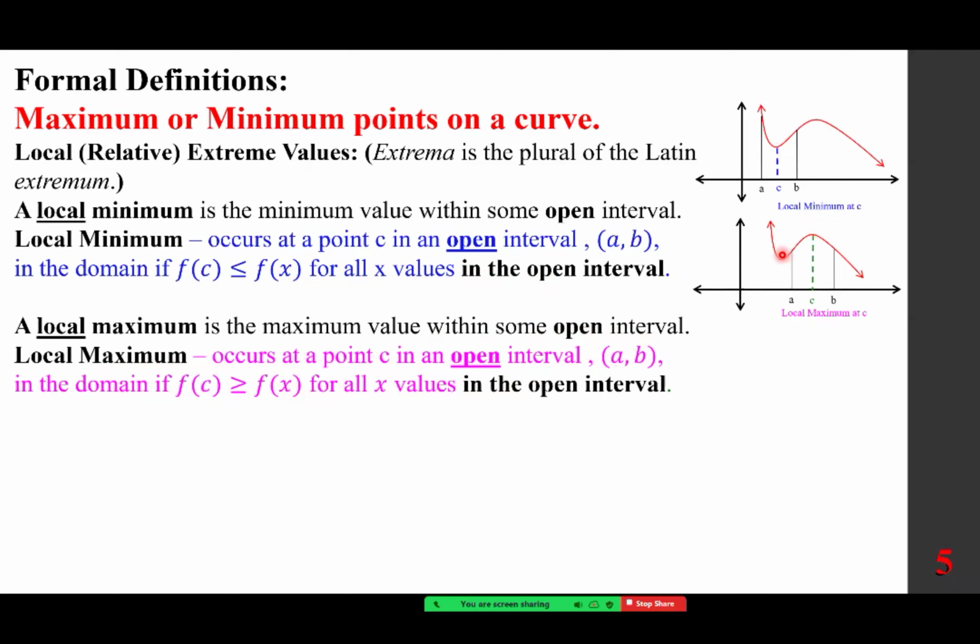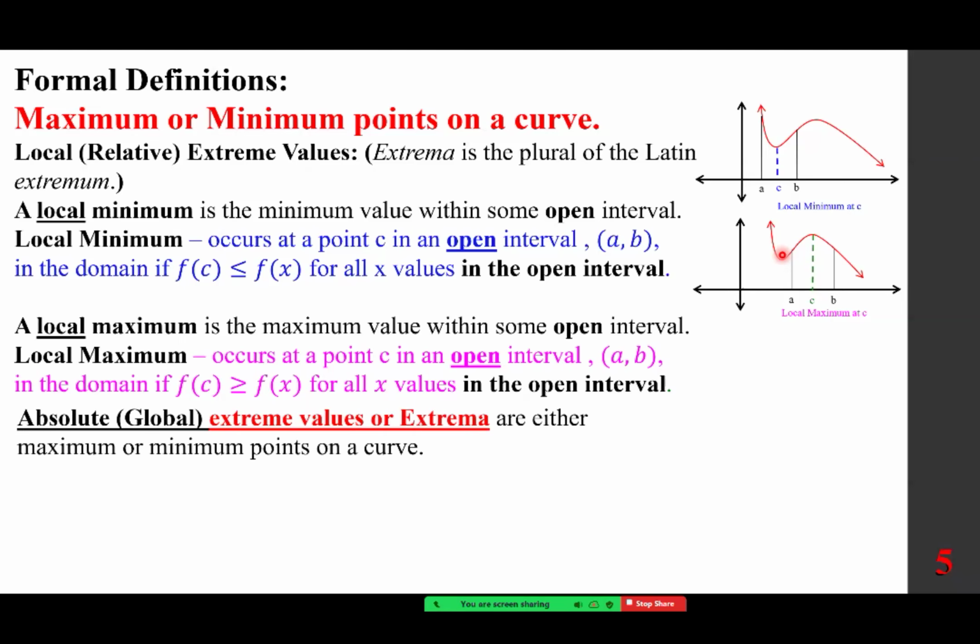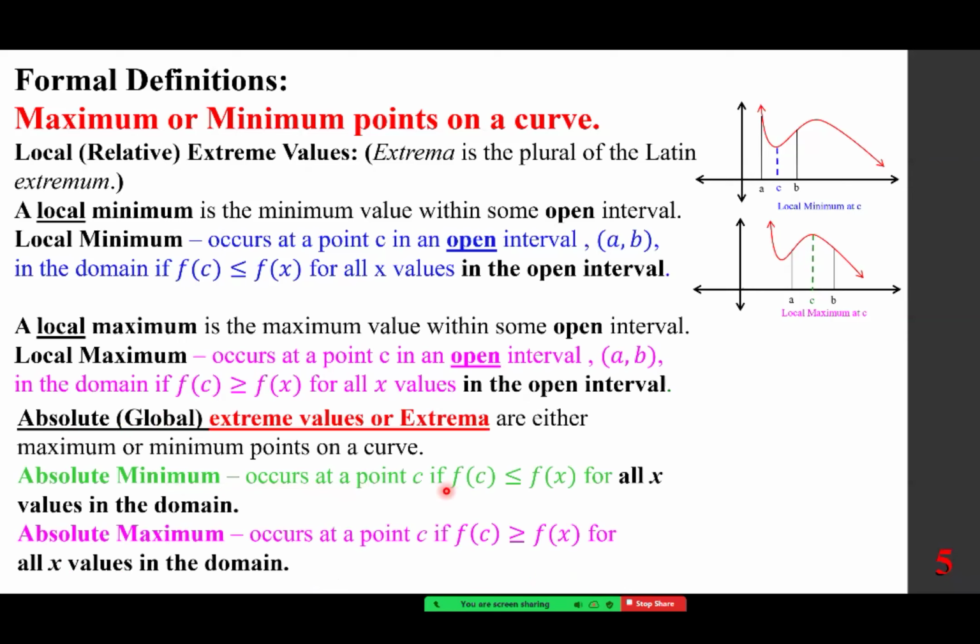Within some open interval. On the other hand, absolute, also known as global extreme values or extrema, are either maximum or minimum points on a curve. That means in the entire domain. So absolute minimum occurs at point C if f of c is less than or equal to f of x for all, and that's the key, all x values in the domain versus some open interval. Absolute maximum occurs at the point C if f of c is greater than or equal to f of x for all x values in the domain.